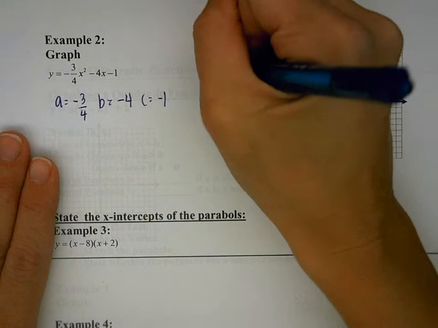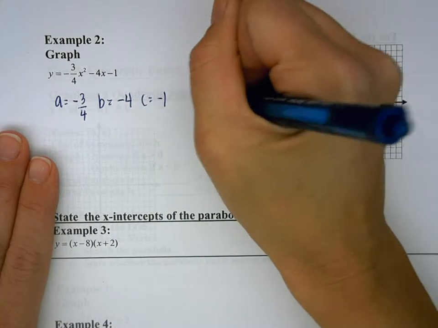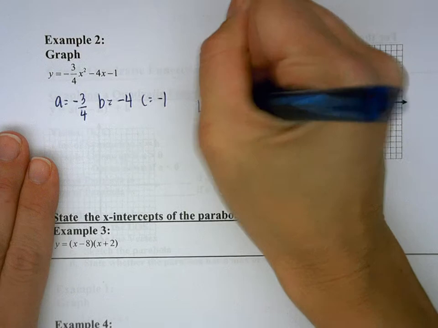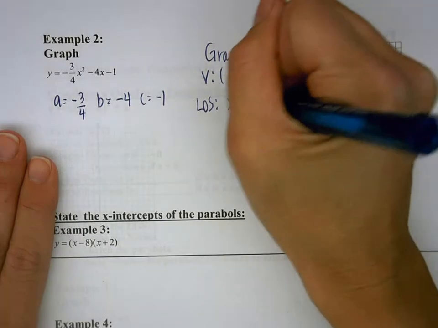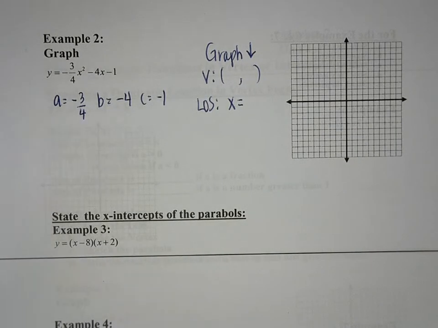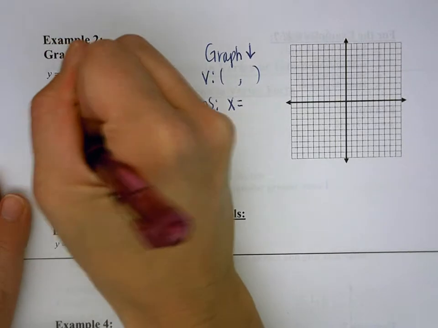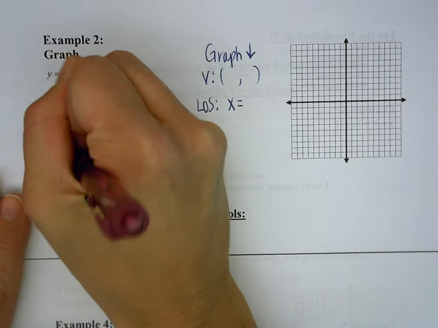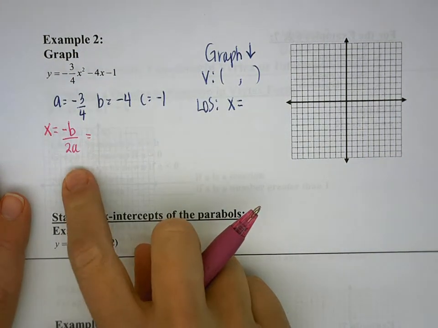The other thing we're going to want to find out is our vertex. And then we also want our line of symmetry. And line of symmetry will always be x equals a number. Whenever I'm finding the x value of the vertex, what is the equation I'm using? Good. X equals negative b over 2a. And again, I suggest you keep writing that until you have it memorized.